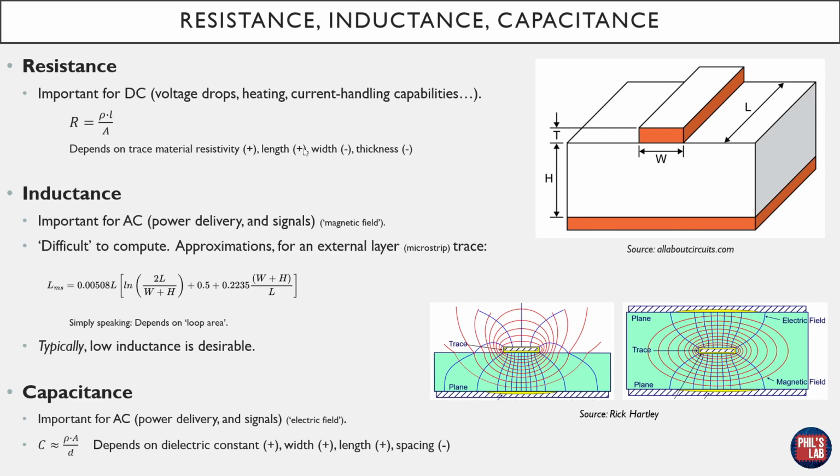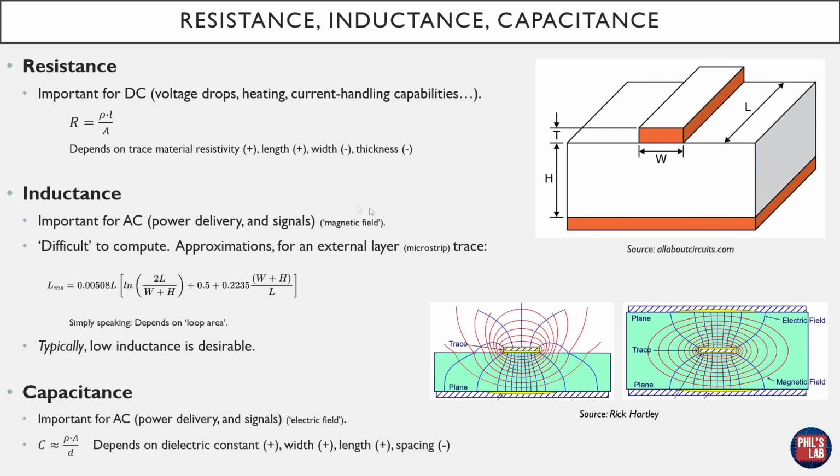So trace material resistivity is pretty much always the same. We're mostly using copper. The length we can vary, so a longer trace will increase the resistance, therefore increasing potential voltage drops and heating. If we increase the width, that will of course bring down the resistance, and if we increase the thickness, that will bring down the resistance as well. And this nicely illustrates how trace geometry impacts resistance. However, with PCB design, we're not just concerned about DC characteristics, we're looking at AC characteristics as well, and that's where inductance and capacitance come in, and especially for high-speed, high-frequency designs, this becomes incredibly important, as well as for power delivery.